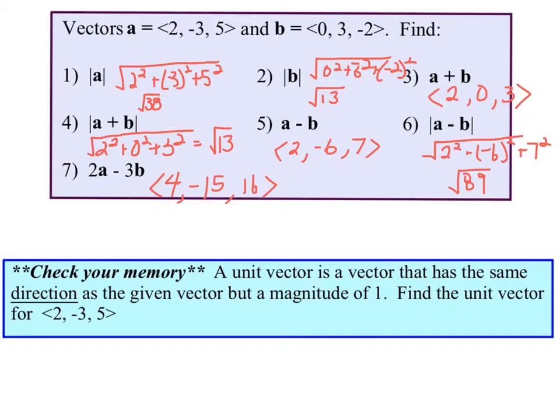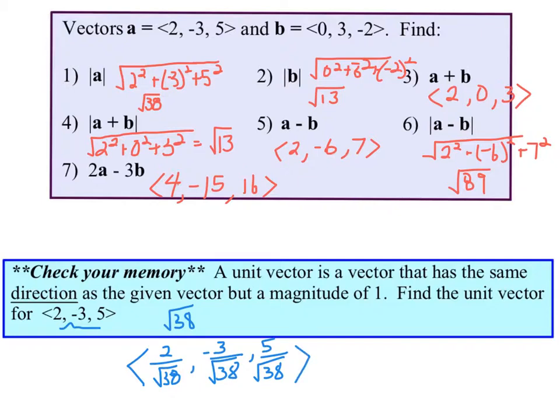So if you can check your memory here, this is something we talked about at the end of Calc BC. This, of course, is vector A. Vector A had a magnitude of the square root of 38. If I take each component and divide it by the magnitude, this is my unit vector.